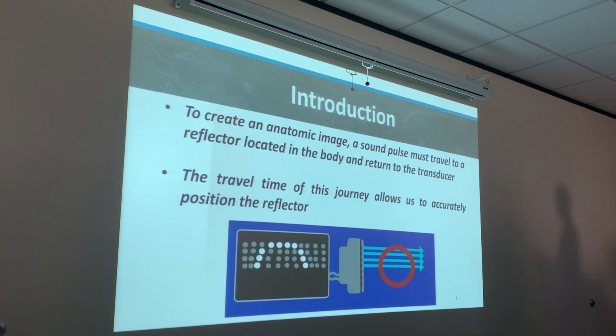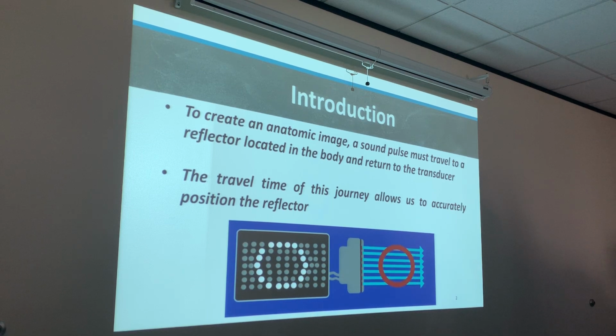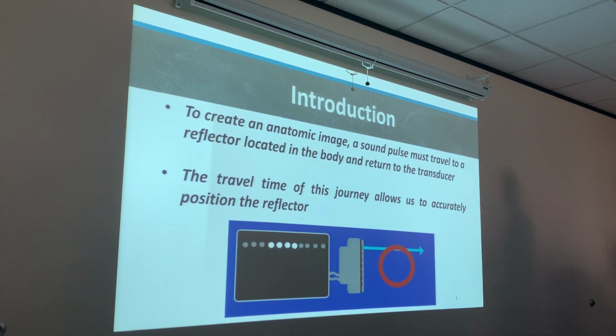So the travel time, because the machine is already programmed to go through soft tissue, assumes that sound is always traveling at 1540 meters per second, 1.54 millimeters per microsecond, 1.54 kilometers per second, or as you read in this chapter, 154,000 centimeters per second, or however you want to say it.